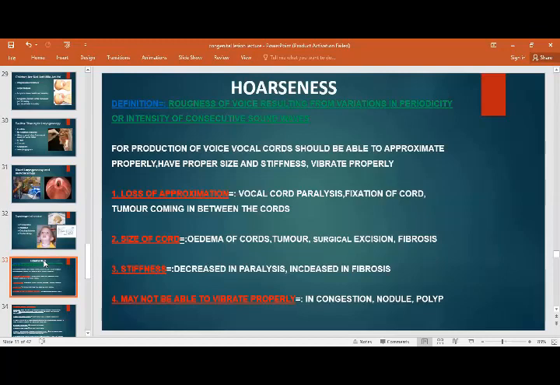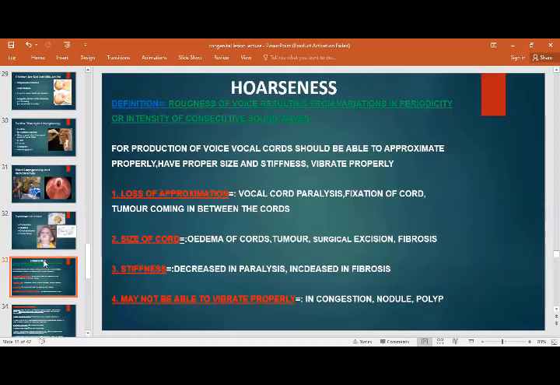And what are basically the causes? There are multiple causes of hoarseness, but the one important thing you need to remember: if the patient presents with hoarseness, a change of voice for more than 2 or 3 months, or even more than 1 month, then it should be properly examined to exclude a tumor. So again, it depends on the patient.